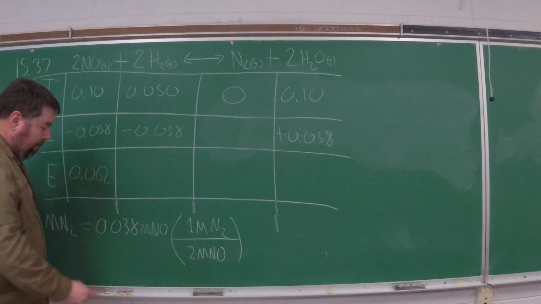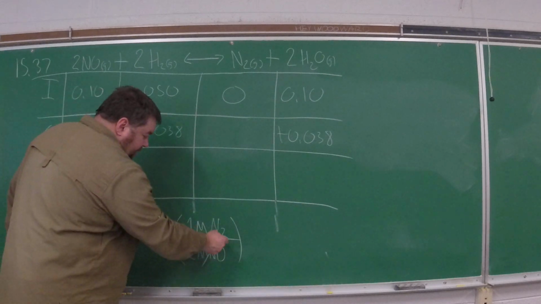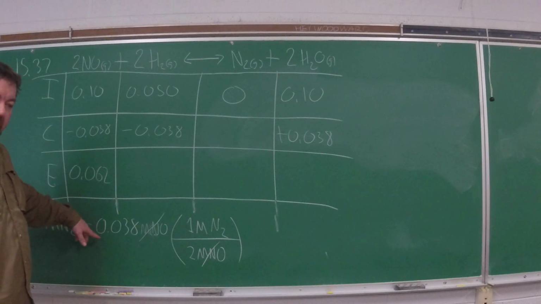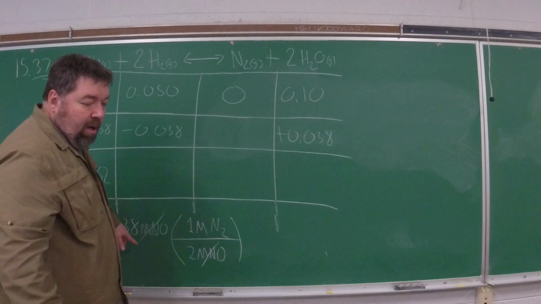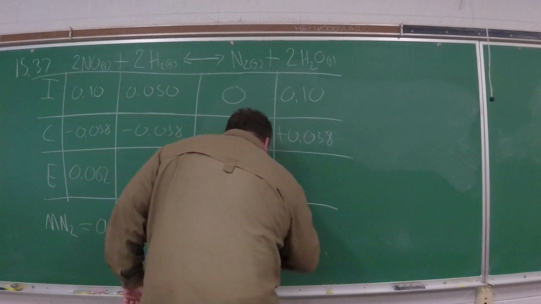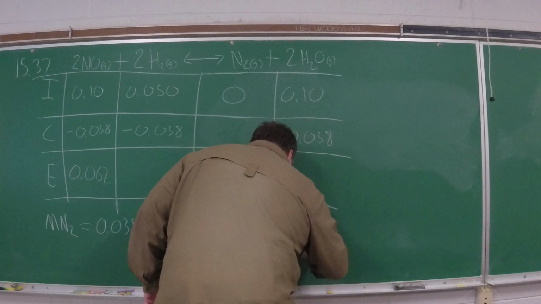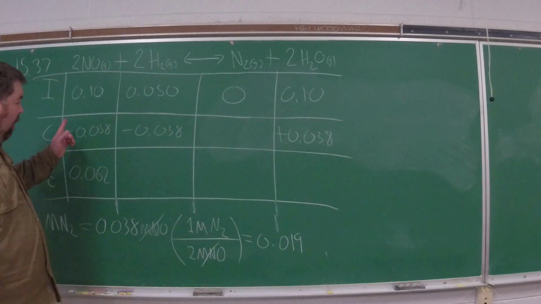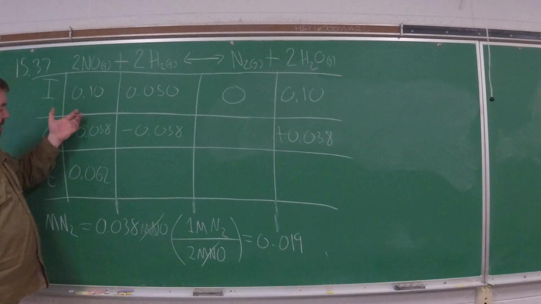Just like that. Molarity NO cancels, right? I'm left with the molarity of N2. So do your math. 0.038 divided by 2. 0.019, okay? Now again, note, this is a negative number here, subtracting, right?